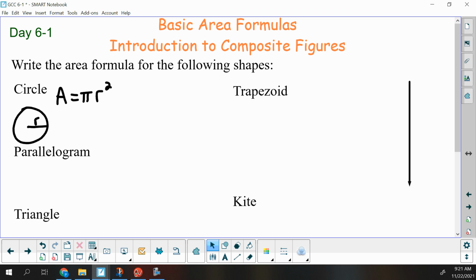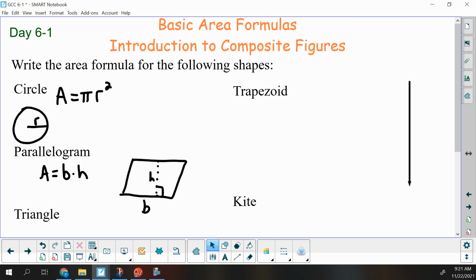Parallelogram area underneath it, you also get on your reference sheet. It's just area equals base times height. Now let's just draw ourselves a little picture of a parallelogram. So say this is your base. The height has to be measured as the straight up and down height, not that diagonal slanted side. The height is perpendicular to the base and it is straight up and down.